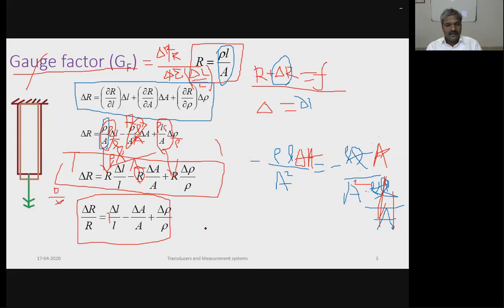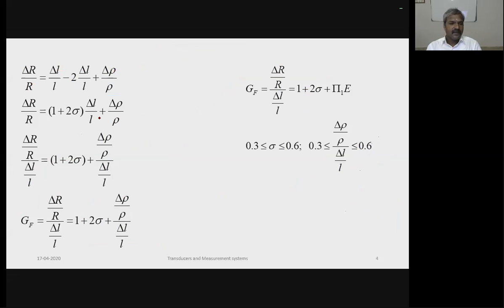Next, here one parameter is del A by A. Actually, we have to find the value for del A by A. Then you will get the expression. So we are getting del R by R equal to del L by L minus 2 into del L by L. How does this become minus 2 del L by L? This is the question. Okay.